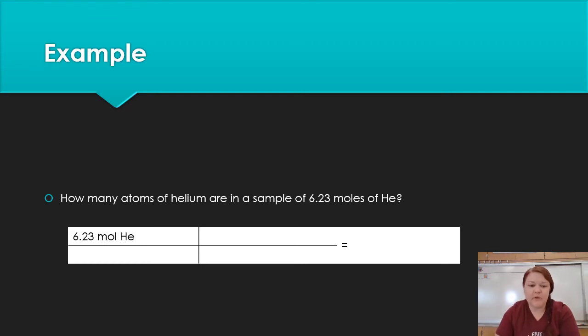So let's set up our units. We're going to copy those units to the bottom, moles of helium. We're going to put our atoms of helium. That's what we're looking for, how many individual atoms there are on top. So in 1 mole, there are Avogadro's number worth of atoms, of particles. So this time we're going to have to multiply, right? We know we have these 6 groups. In each group, we have the Avogadro's number. So we're going to multiply that out.